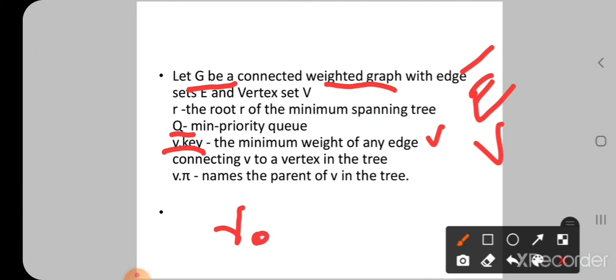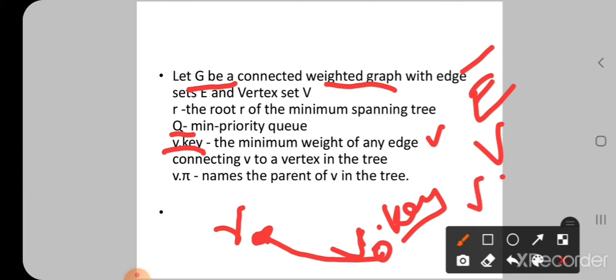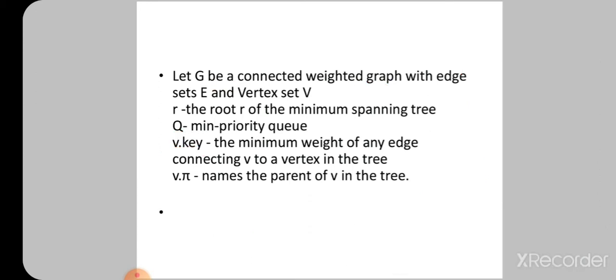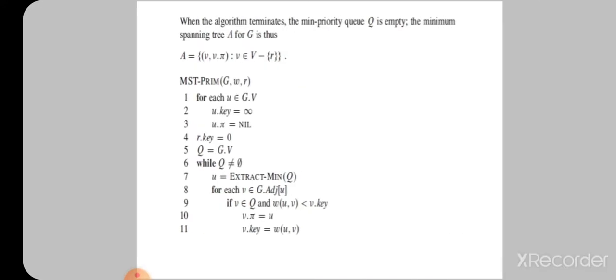So this is the root vertex. We start from the root vertex R, and when we need to connect a vertex V, this vertex has the minimum edge weight. So we need to connect that vertex into the tree at that root. And V dot key is the weight, and V dot pi is the name of the parent of V in that tree. So always pi represents the parent and key represents the value or weight of that vertex or the edge. Then this is the algorithm.